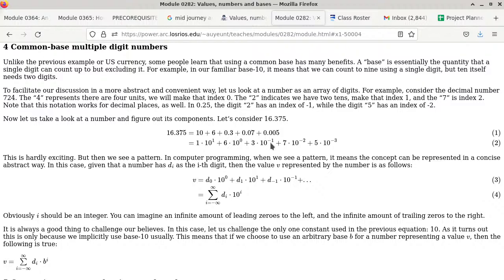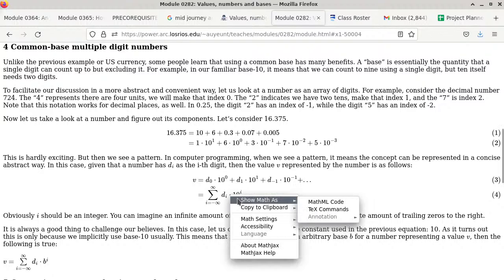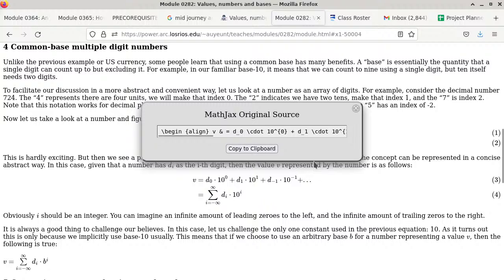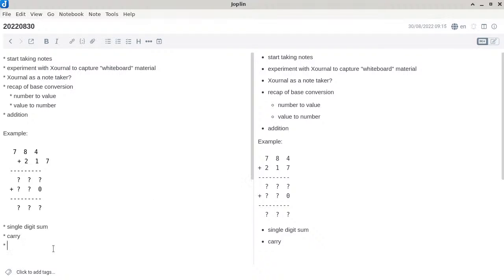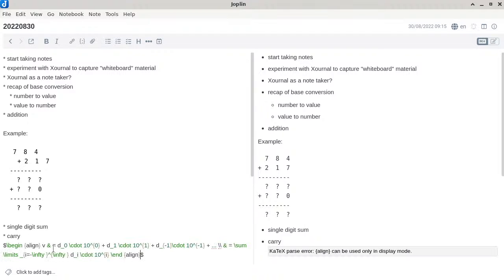So are we all familiar with the sigma notation, or does anyone want me to explain what sigma is about? All right, so I'll go ahead and explain the sigma notation. And anytime you want to find out how this is typed, something that's kind of cool is you can right-click, show math as, and then go to text command. And this will give you an idea of how it is typed. And then the other thing you can do is go to Joplin, and you can paste it here with $$ as delimiters, and then paste exactly that code here.